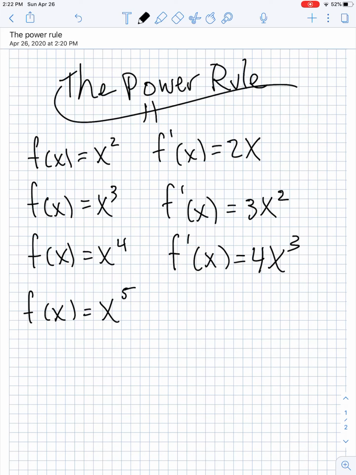Anybody? Raise your hand. Oh, yes, you in the back. Johnny, what's that? Yes, that is correct, Johnny. It is 5x to the fourth. Are you guys seeing the pattern?